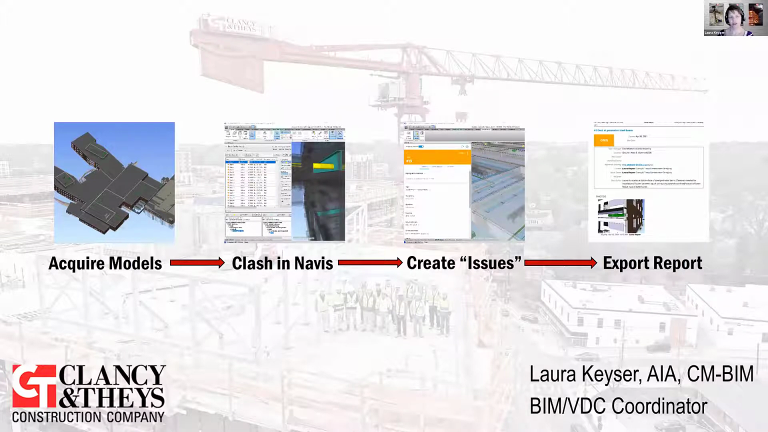So the process I'm going to show you is we were doing a 60% CD constructability review. Most of it was handled by our pre-construction department, but our VDC team always chips in and does a really basic overall clash detection and issue reporting to assist in the process. The steps I'm going to talk about today are acquiring models, running Clash in Navisworks, creating issues with that really long-winded title of an add-in within Navisworks, and then exporting a report at the end to give a deliverable to the design team and the owner.